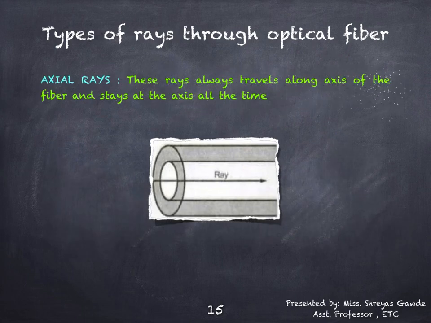The next type of rays is the axial rays. They always travel along the axis of the fiber and stay all the time at the axis of the fiber itself, as you can see in this image.